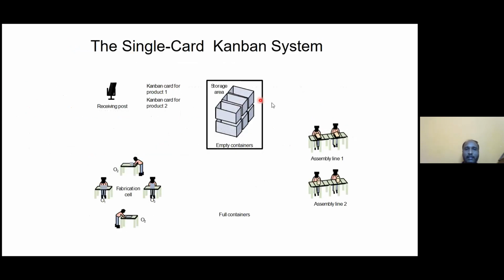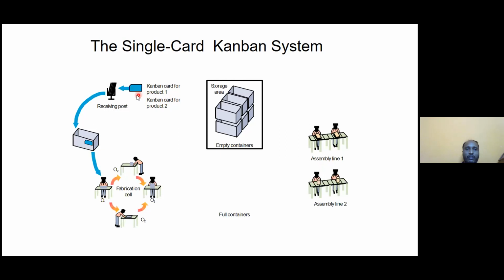So this is the single e-card Kanban system. There will be two e-Kanban: a Kanban card for product 1 and a Kanban card for product 2. This is the fabrication working area, the dispatch full containers area, and the assembly area. Let us see how the material will flow.